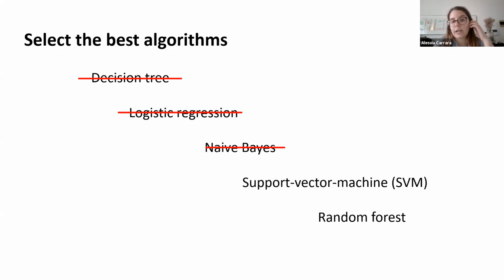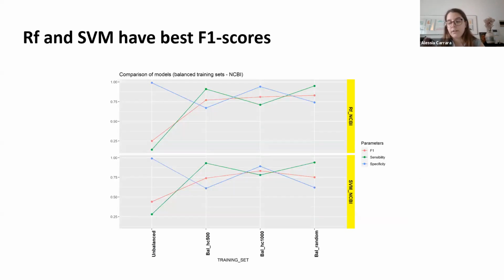And we also excluded naive Bayes because it takes into account, for each observation, the probability of being part of one class or of the other in a real distribution. And since chromosomes are more abundant in a real distribution, it was meaningless applying a balanced training set where we reduce the chromosome observations. So we decided to focus on random forest, as we can see here, and SVM.